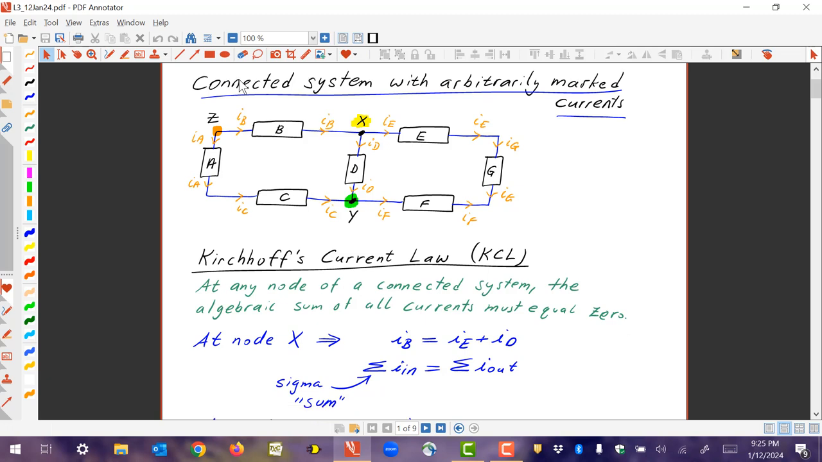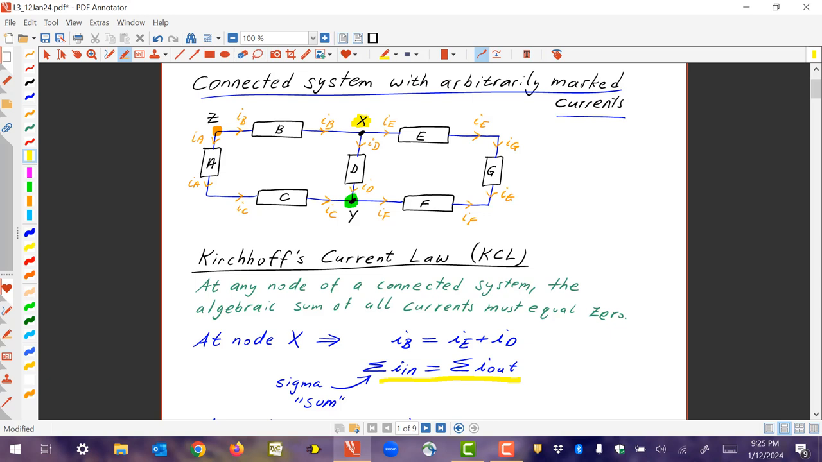If we apply currents in equal to currents out terminology, you see that IB is going in to node X and ID and IE are coming out. So Kirchhoff's current law says the sum of currents in is equal to the sum of the currents out. Now, we typically use the uppercase Greek letter sigma to denote sum. So what you're seeing right here is an equation-based description of what's written in green up there, which is Kirchhoff's current law. It's one of the most fundamental laws in circuit analysis. There's actually two of them: Kirchhoff's current law and Kirchhoff's voltage law. Those are very fundamental rules that apply for many circuits. In fact, all circuits.